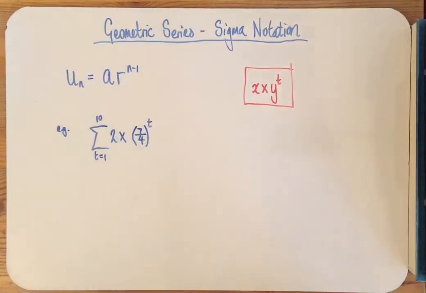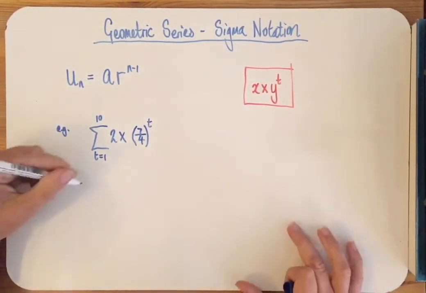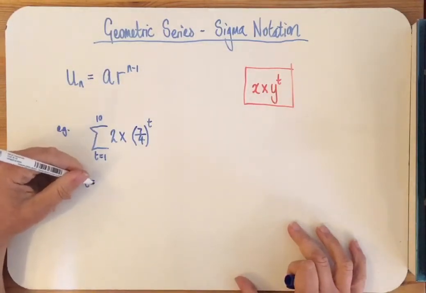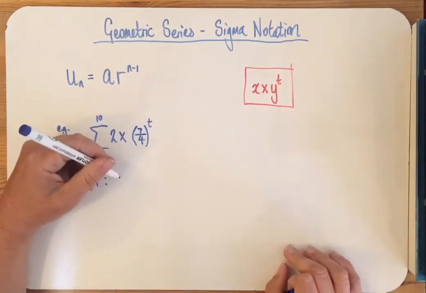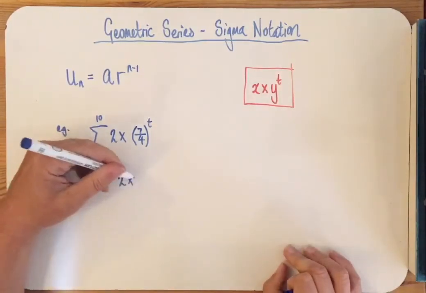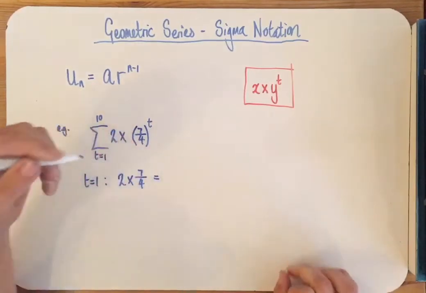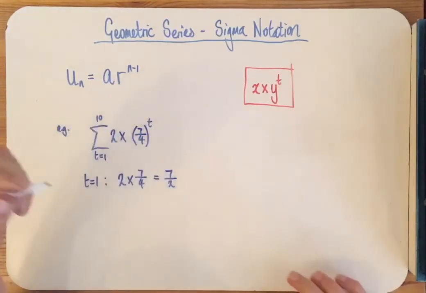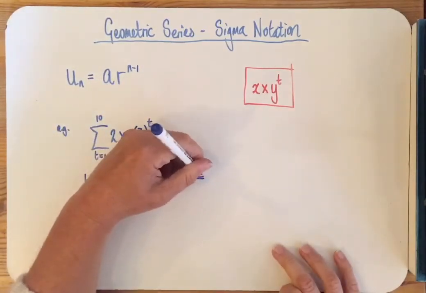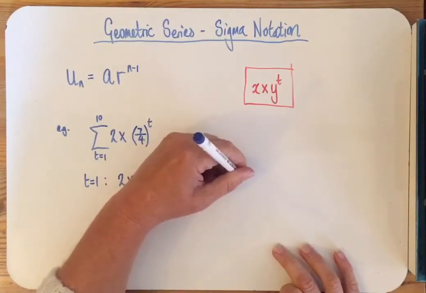And then to find that sum, you could just write out a couple of terms if you want to. So when t equals 1, so that's the first term, then you get 2 times 7 over 4, which is 14 over 4, which is 7 over 2. So A is equal to 7 over 2.